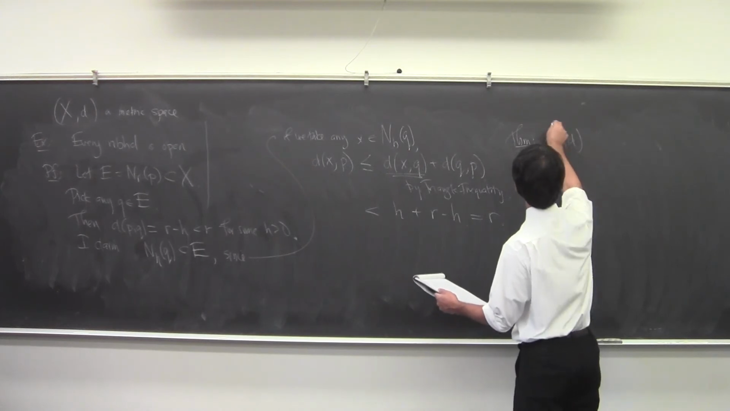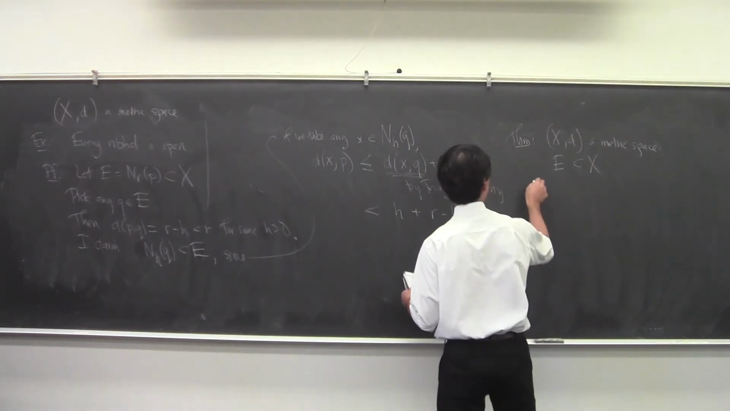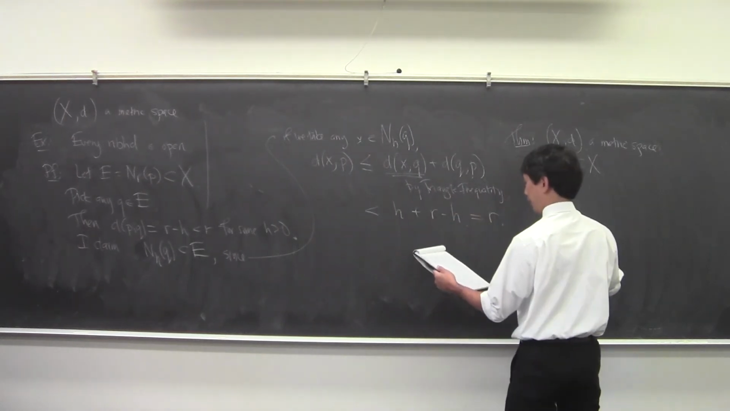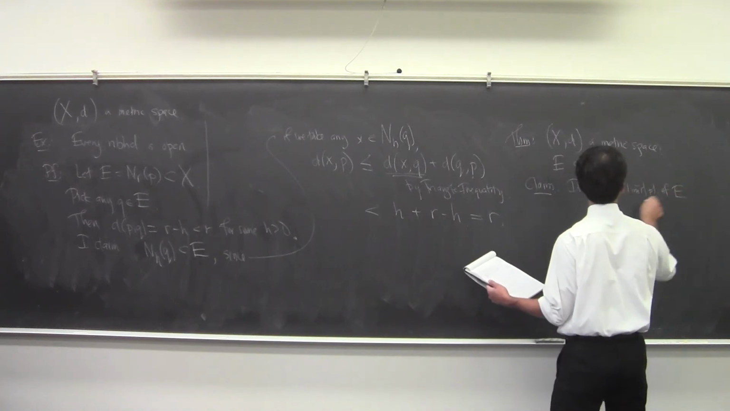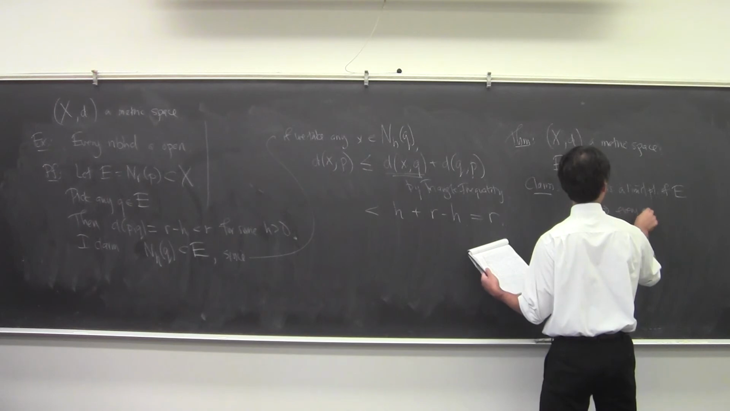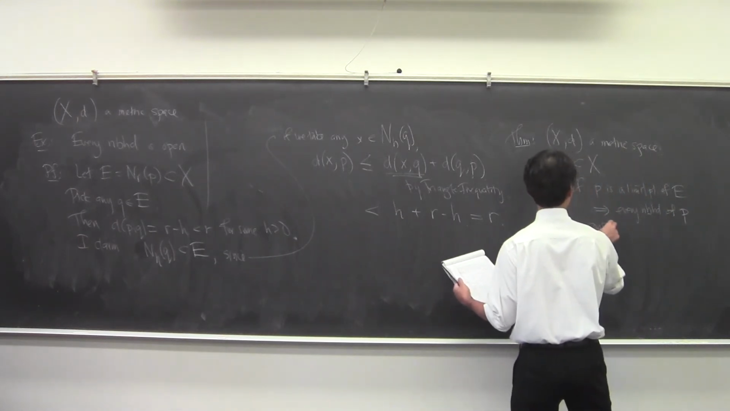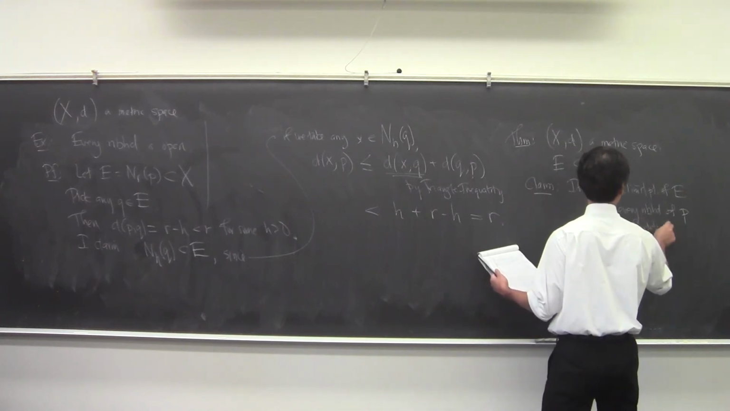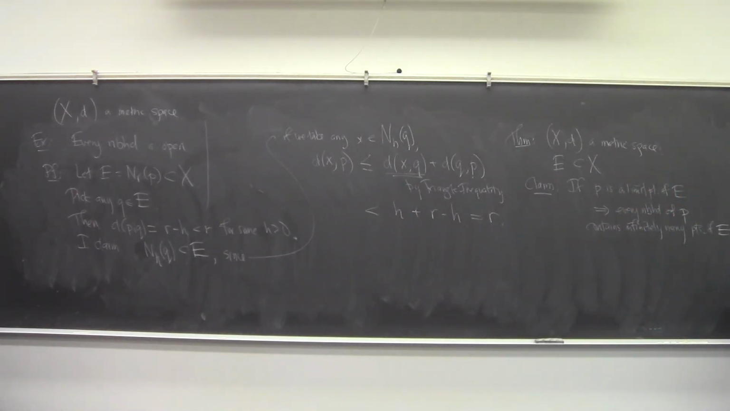So again, you've got a metric space, and you've got some subset E in the metric space. The claim is that if P is a limit point of E, then every neighborhood of P contains infinitely many points of E. So this is just to codify our intuition about what limit points are.